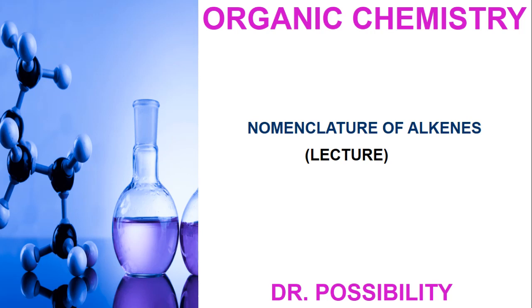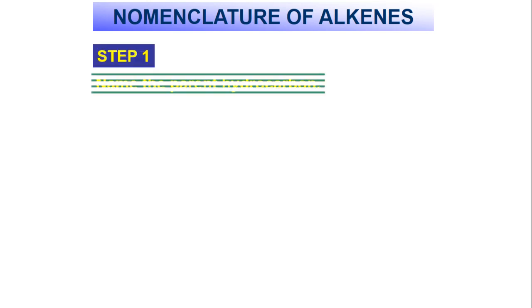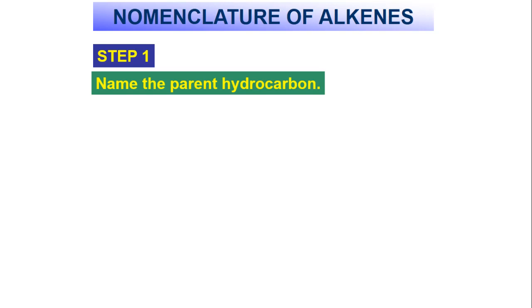So let's quickly look at some rules which you're supposed to follow when you're trying to name these alkenes. When you talk of the nomenclature of alkenes, the first thing you need to consider is step 1: you need to name the parent hydrocarbon. So how can you identify the parent hydrocarbon?